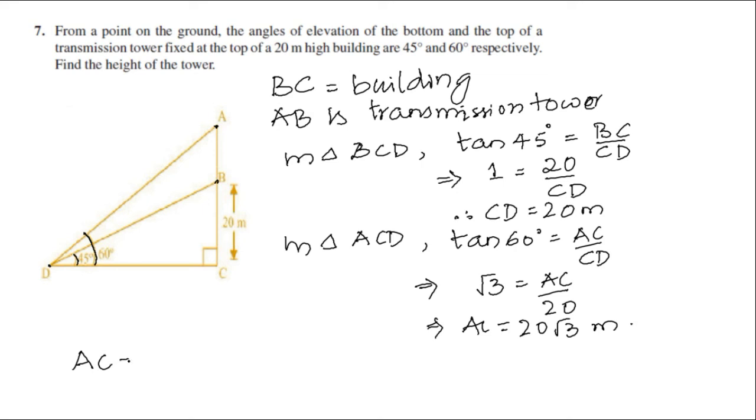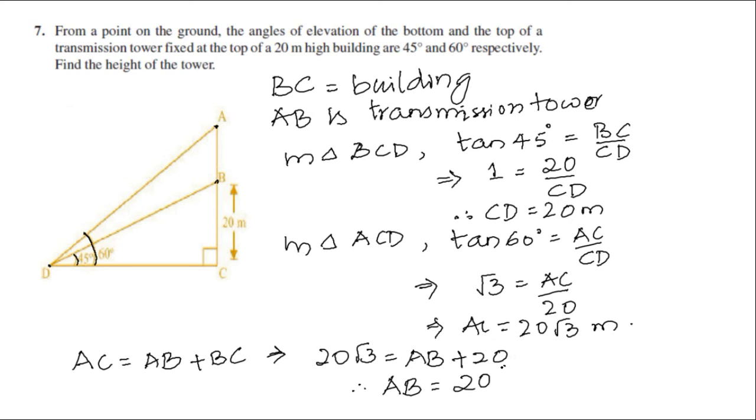Here, AC is nothing but AB added to BC. This implies 20 root 3 will be equal to AB plus BC is 20. Therefore, AB will be 20 common root 3 minus 1 meters. This is the height of the transmission tower.